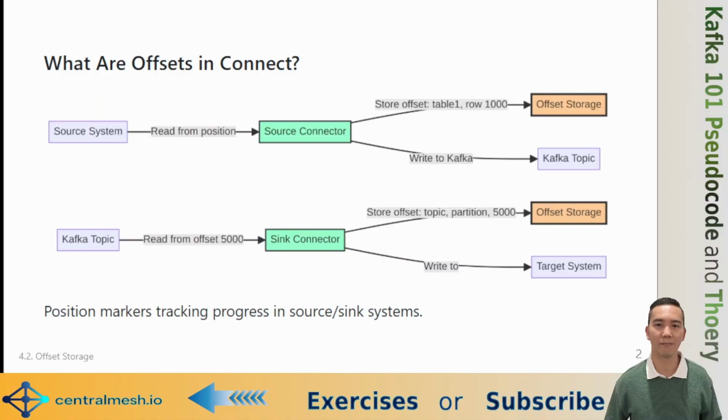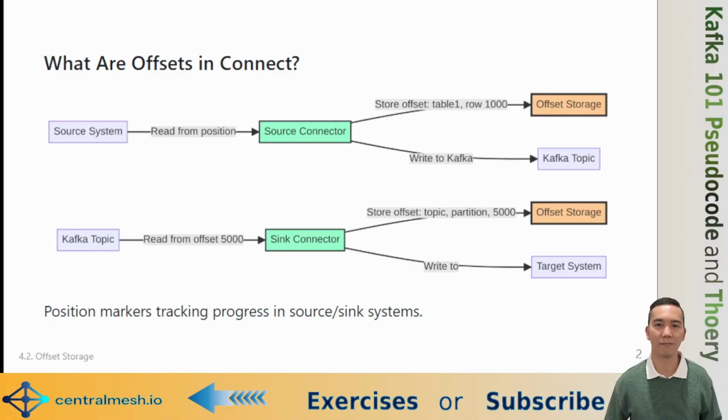Now let's look at the bottom half of the diagram. Here we have a sink connector. Instead of reading from an external system, the sink connector reads data from a Kafka topic and writes it into a target system, such as a database, Elasticsearch, or Amazon S3. For sink connectors, the offset represents the Kafka position that has already been processed. Typically, this consists of the topic name, partition number, and the last consumed offset within that partition. Just like the source connector, the sink connector periodically stores its progress in offset storage.